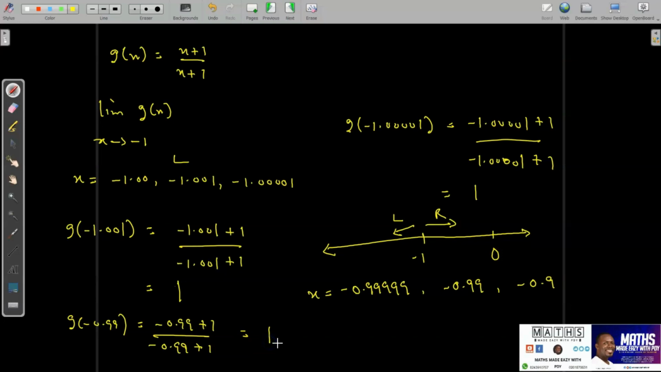So let us take another number which is to the right hand side of negative 1. So we have g of x, which is negative 0.9. Let me use just that one, equal to negative 0.9 plus 1 all over negative 0.9 plus 1. What answer are we getting? We get 1. It's also 1. Good.